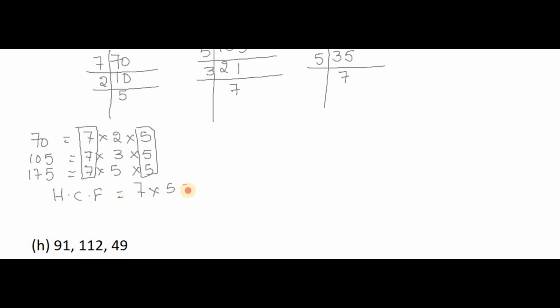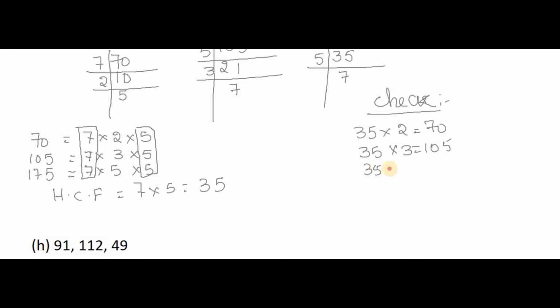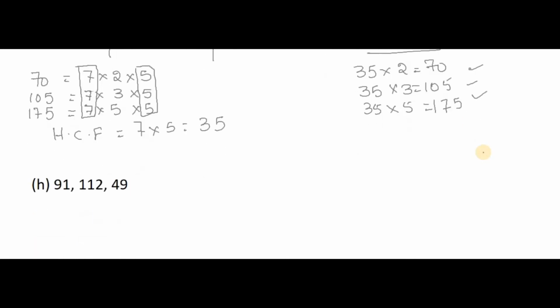So HCF is 7 5s are 35, and we have a normal check to see whether it is correct or not. Of course we all know that 35 2s are 70 and 35 3s are 105, 35 5s are 175. 5 5s are 25, 5 3s are 15 plus 2, 17. So students, whatever answer we got is the correct answer.